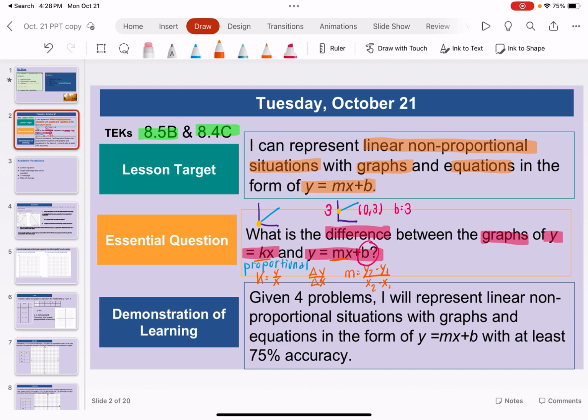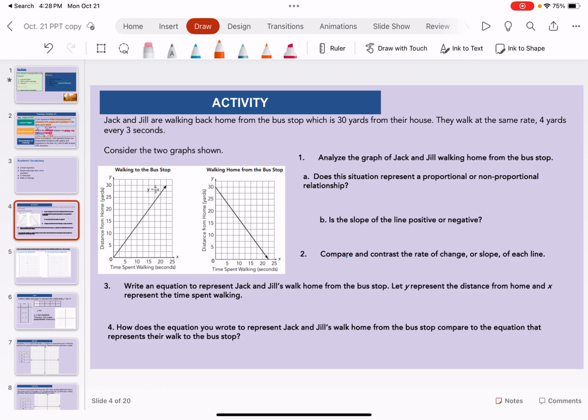Y-intercept, again, is the point where a line intersects or crosses through the y-axis. And lastly, rate of change is a rate that describes how one quantity changes in relation to another quantity. Rate of change is another word for k, another word for m, another word for constant of proportionality, unit rate, constant of variation.